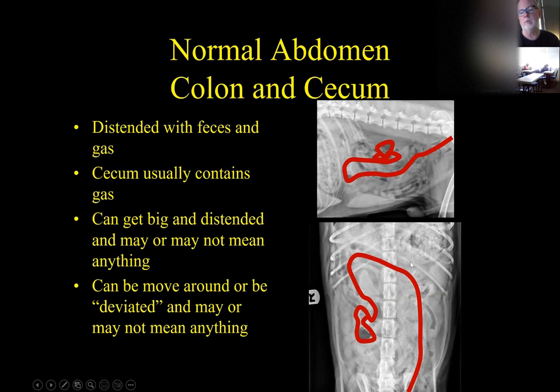Again, the cecum and colon in a dog are usually prominent. Depending on when the dog last defecated, it can be chock full of feces and gas, or if they just defecated, it will be very minimally distended and maybe a little hard to find. And again, the cecum in a cat is a totally different animal. The cecum in a cat will never cause any problem, and you can hardly ever even find it.